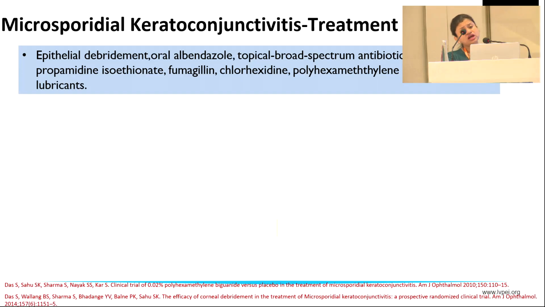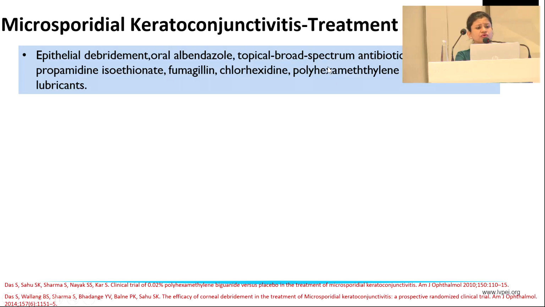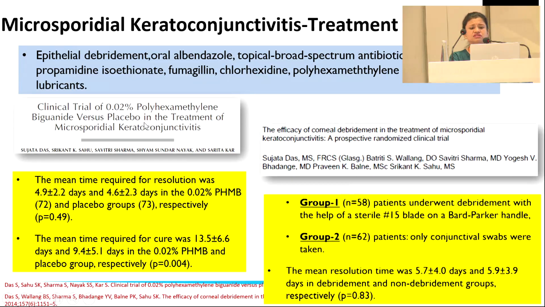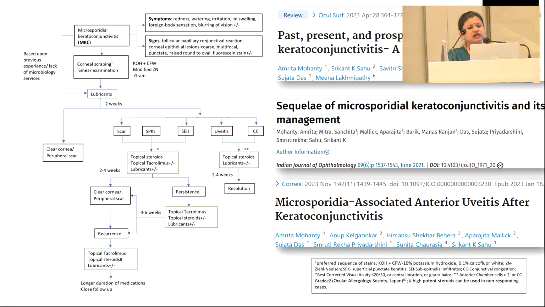So, regarding the treatment, epithelial debridement along with oral albendazole or itraconazole and topical broad-spectrum antibiotics like fluoroquinolones and antiparasitic medications have been reported in the literature, but our group has shown no difference between the topical BHMB and the lubricants, as well as no difference with the epithelial debridement. And we prefer topical lubricants and symptomatic treatment for this patient. So this is the treatment algorithm published by our group.